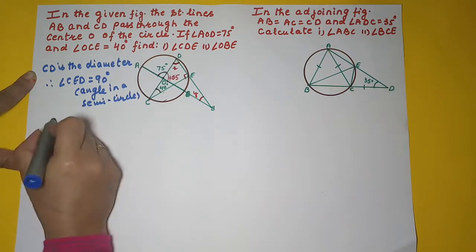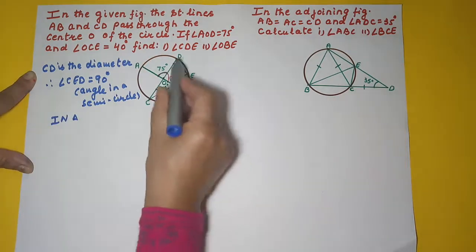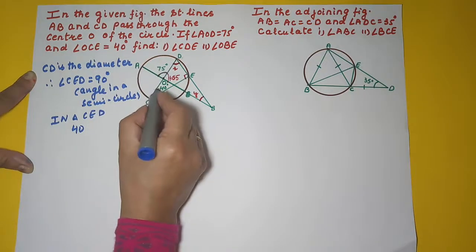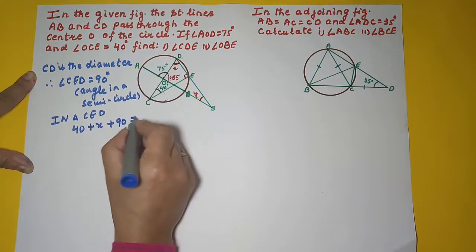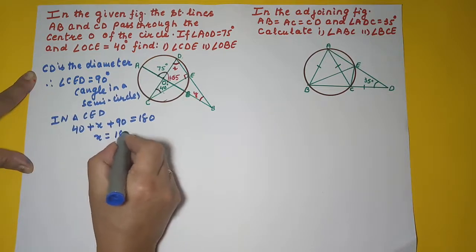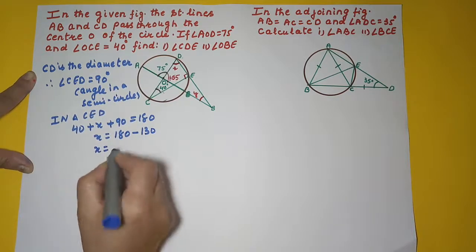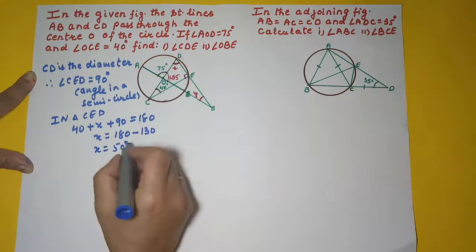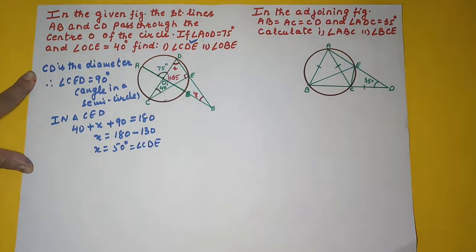Now we will take triangle. In triangle CED, 40 degrees, that is this angle, plus X plus 90 degrees is equal to 180. So X is equal to 180 minus 90 plus 40, which is 130. So angle X is equal to 50 degrees. What is my angle X? It is CDE, which is equal to angle CDE. So first part I have found, first angle.